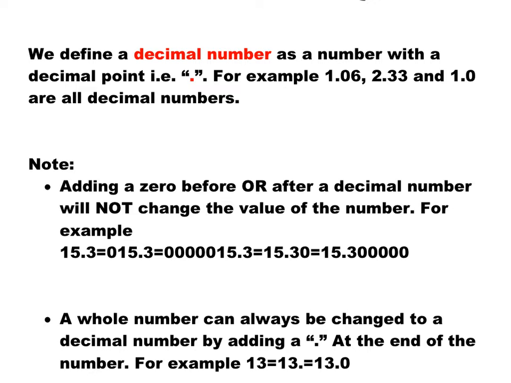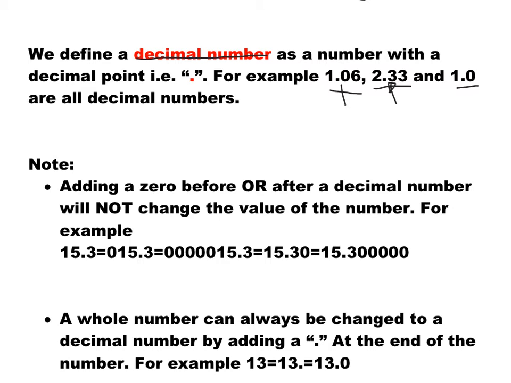We now define a new set of numbers which we call decimal numbers. Decimal numbers are numbers that have a decimal point. For instance, 1.06, it has a decimal point at this location. 2.33 is another number with a decimal point at this location, and 1.0 is another one. These are called decimal numbers.